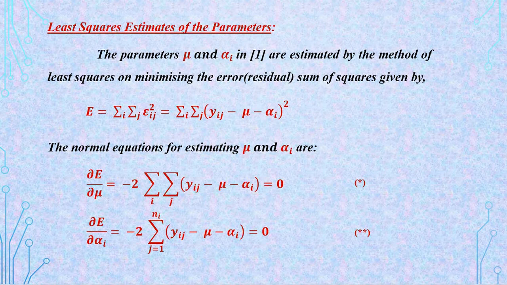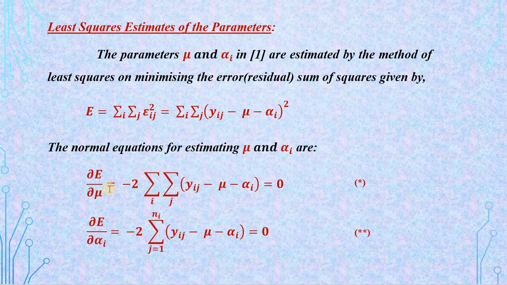Now the least square estimates of the parameters. The parameters mu and alpha i in the model are estimated by the method of least squares, on minimizing the error or residual sum of squares E, which is equal to the double summation of epsilon ij square, which is nothing but the double summation of (yij minus mu minus alpha i) whole square. So we minimize E by taking the partial derivative with respect to the parameters mu and alpha i separately and equating to 0, we have two normal equations.